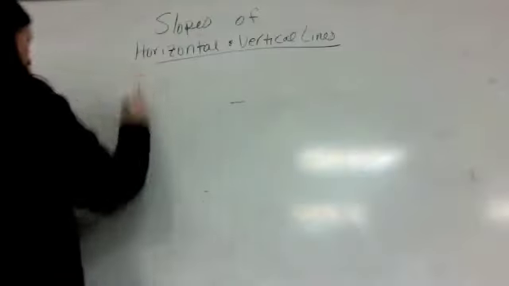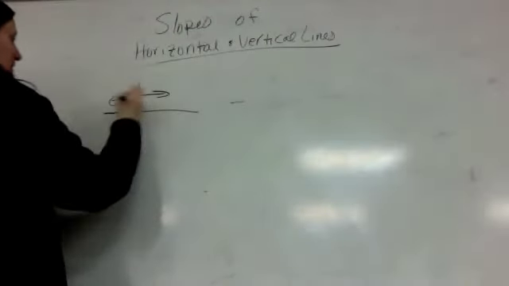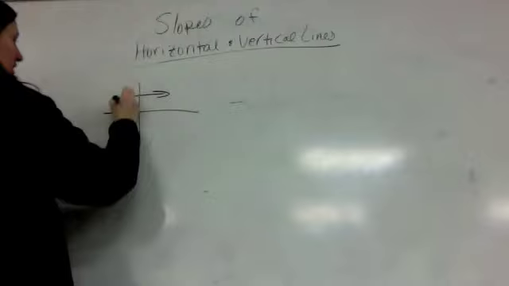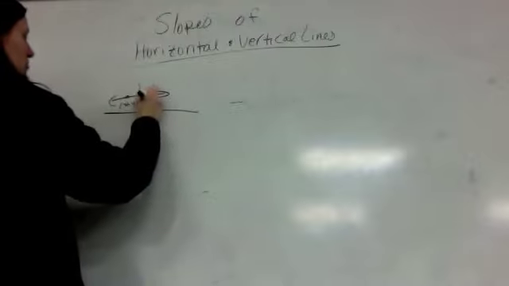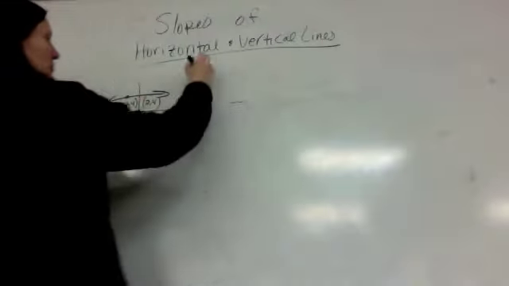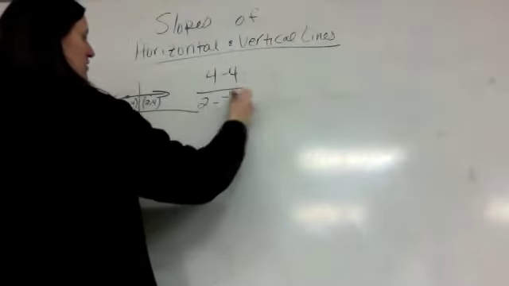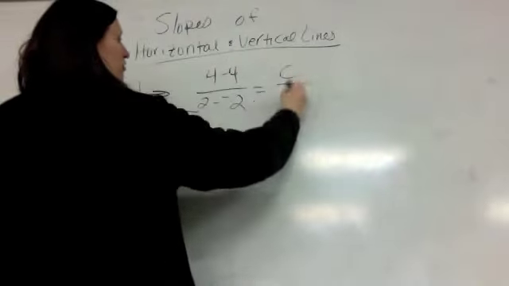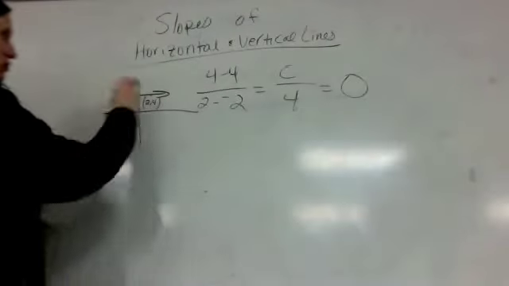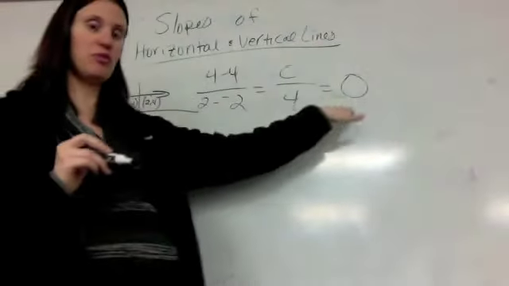if I have a horizontal line, and this is my point (-2, 4), and this is the point (2, 4). If I do my y2 minus y1 over x2 minus x1, I'm going to have 0 over 4, and that equals 0, which goes to show that horizontal lines will end up with a slope of 0.